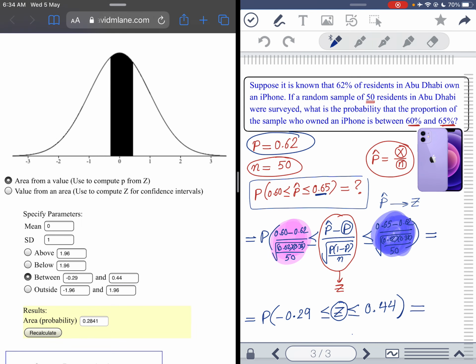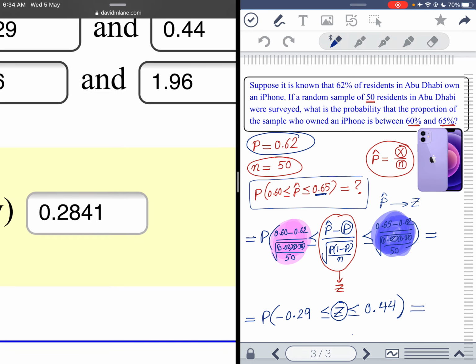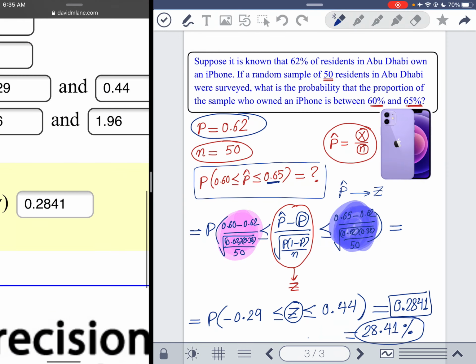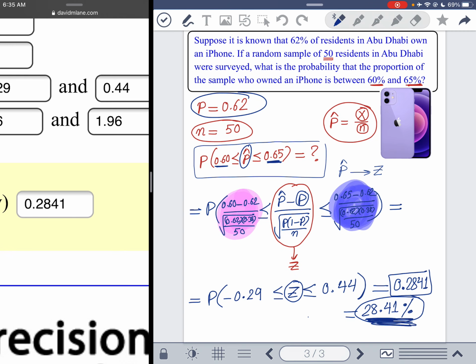Yeah, so you see the calculation here, and actually you can see the graph also. So we wanted this probability, so it was this area that is shaded black, and this probability is 0.2841, okay, which is 28.41%. But what does it mean? It means that if you take a sample of size 50, then the probability that your sample proportion will lie between 60 and 65% is about 28.5%. You can say that.